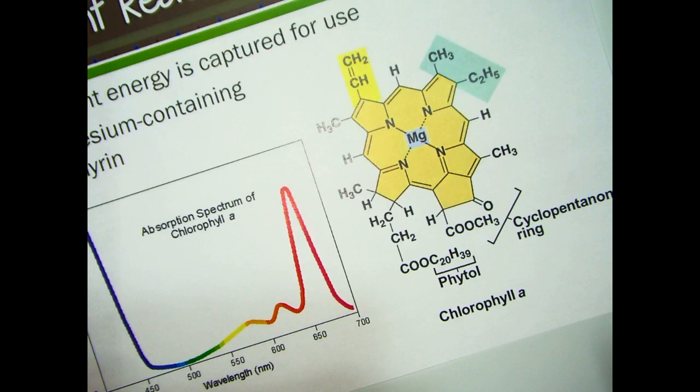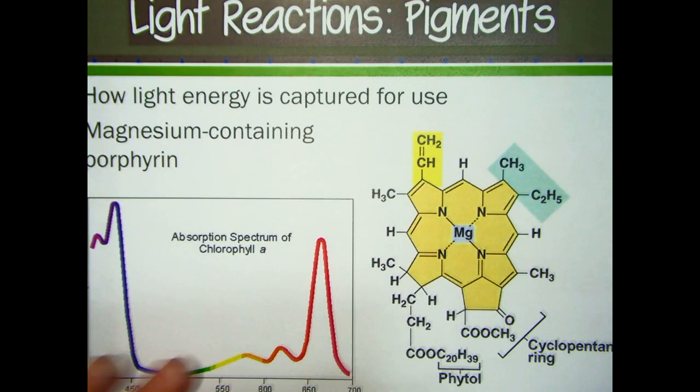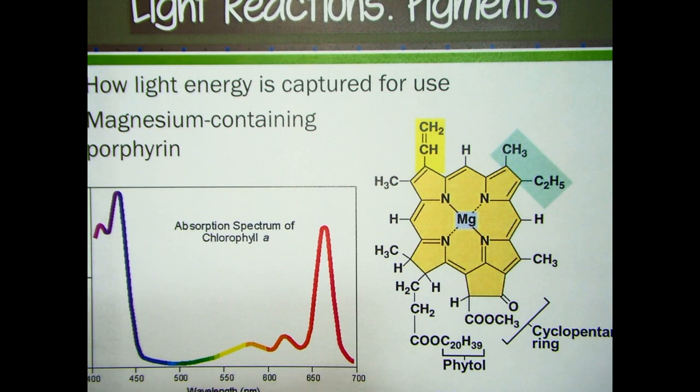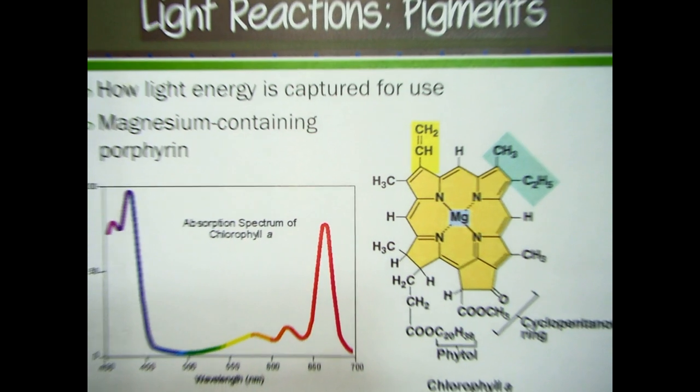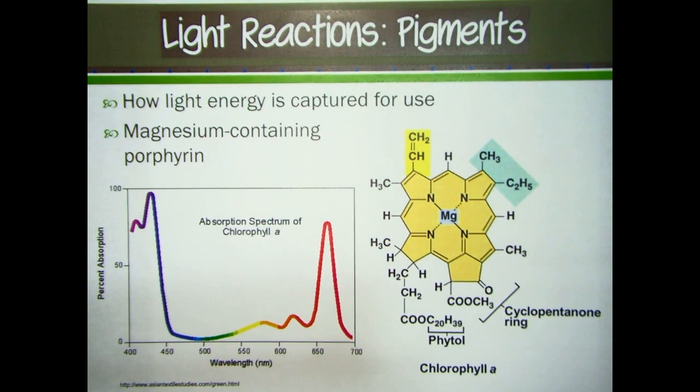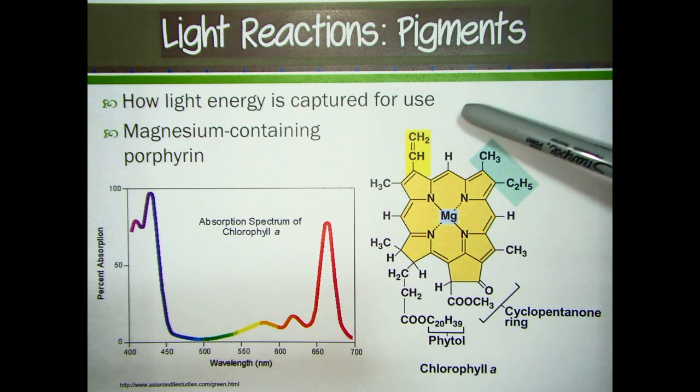So how is it that the sun is magically captured and turned into PMF and then ATP, and why can we not do this? Let me zoom out for you here. This magic happens by pigments, and we cannot do this because, well, we're not really pigmented. Pigments are how light energy is captured for use.